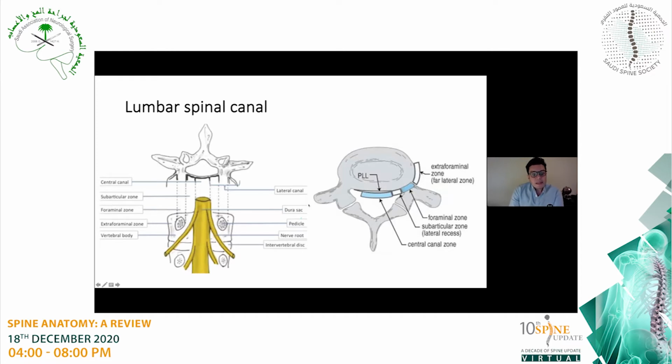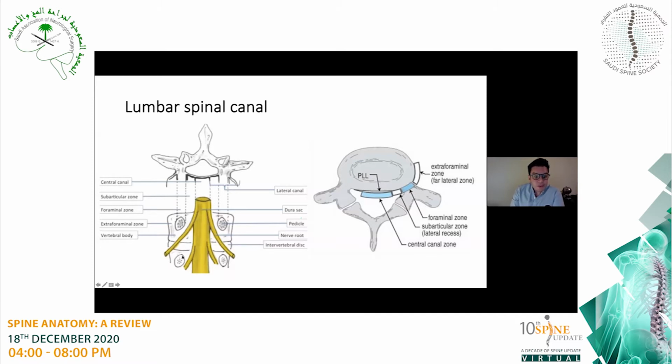The lumbar spinal canal can be divided into zones, and this is of importance from clinical and surgical views, because in the central canal, the cauda equina and traversing nerve root can be compressed depending on the size of the lesion. Lateral to the thecal sac and medial to the pedicular line, we have another zone which has different names: paracentral, subarticular, or lateral recess zone. And here again, the traversing nerve root can be compressed.